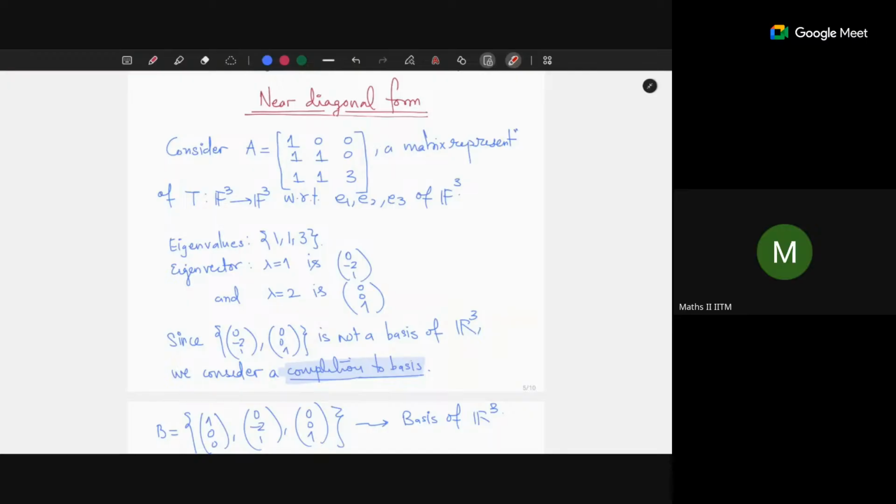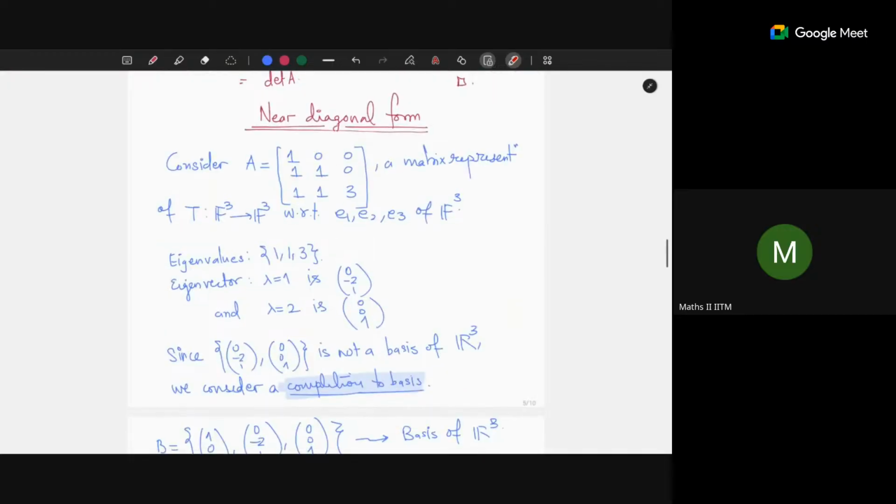Now, what do we have? While calculating the eigenvalues and the eigenvectors corresponding to each eigenvalue, what are the eigenvalues of this? Since it's a lower triangular matrix, the eigenvalues are the diagonal entries: 1, 1, 3. Now for lambda equal to 1, what is the eigenvector? I have written down 0, minus 2, 1, but let's find out.